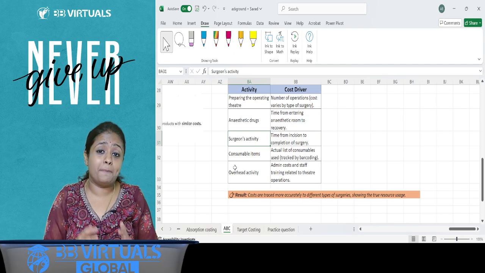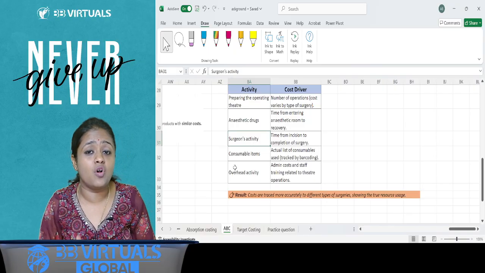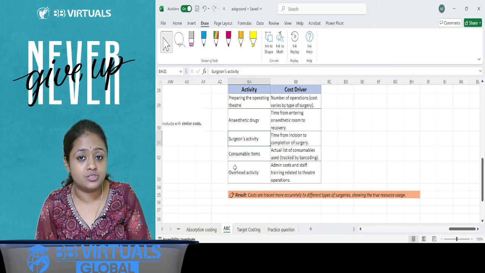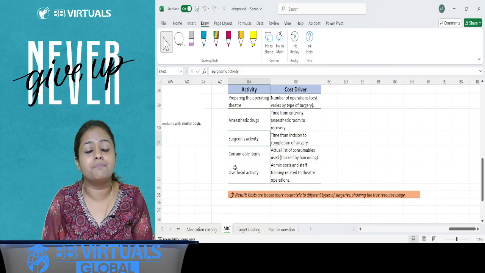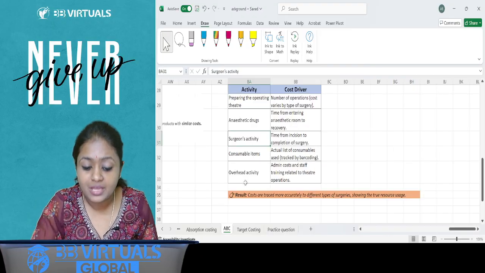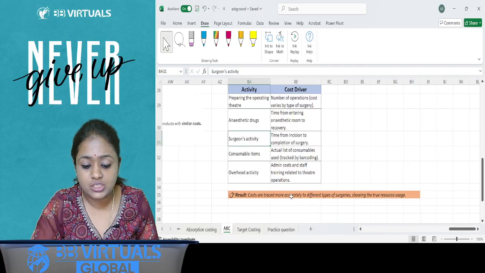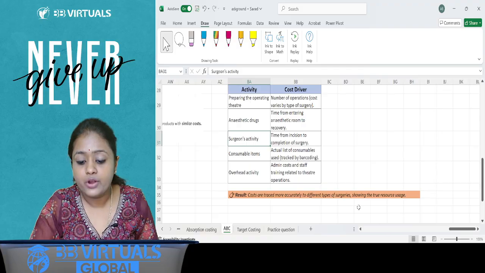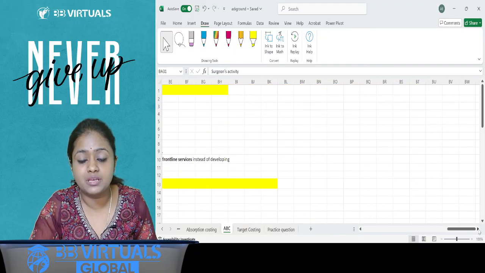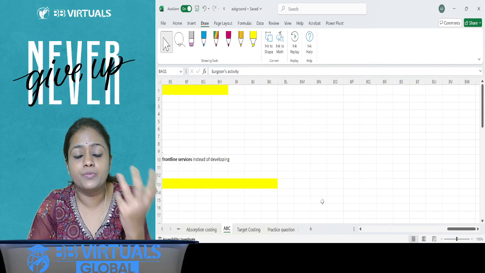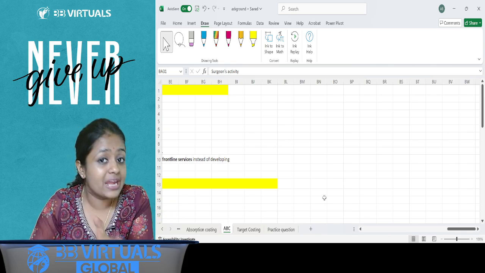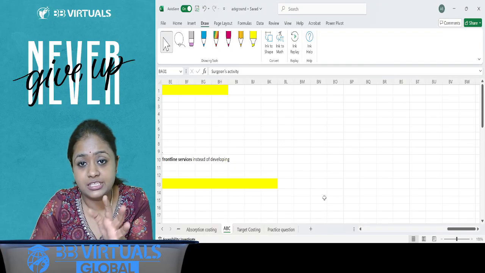So you can apply ABC here so that we know the cost specific to each of the activities, and accordingly cost control measures or improvement measures can be brought about by these organizations. Point to be noted, the result will be that the cost will be traced more accurately to different types of surgeries, which will give the actual scenario to the organization. So it can be very well applied to public organizations as well.